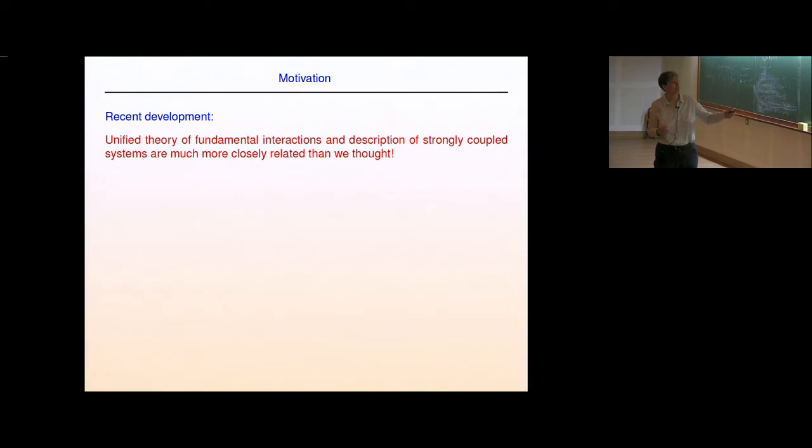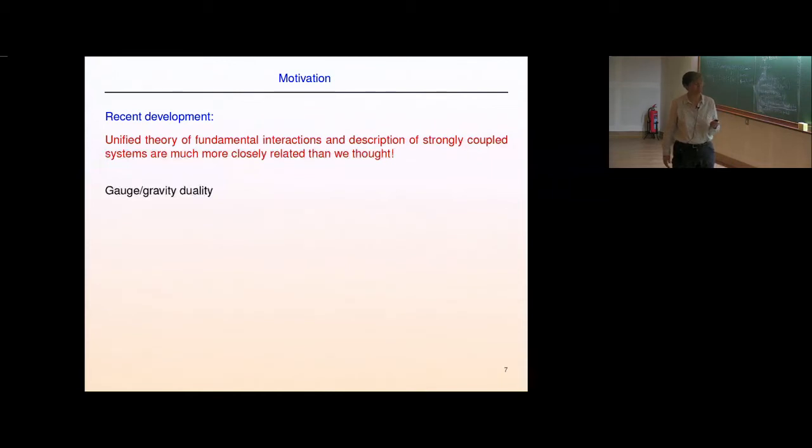So if you have challenge number one, finding a unified theory of fundamental interactions, and challenge number two, the description of strongly coupled systems, then we will discover that these two challenges are much more closely related than we thought. So that's very interesting. We didn't solve either of the two challenges, but we showed that they are related, which already provides quite a lot of information.